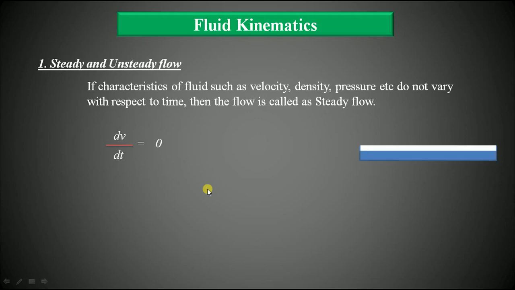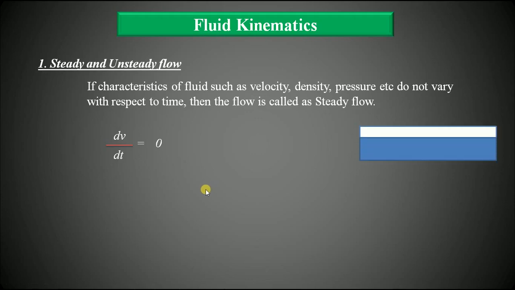Here I'm taking one example: water is flowing, and in this flow field I'm considering 2 points. Assume at the first point the velocity is v1 and at the second point the velocity is v2. When the difference between these two velocities is 0, then we can say that the flow is steady flow. That means both are equal, so the velocity constancy is maintained.